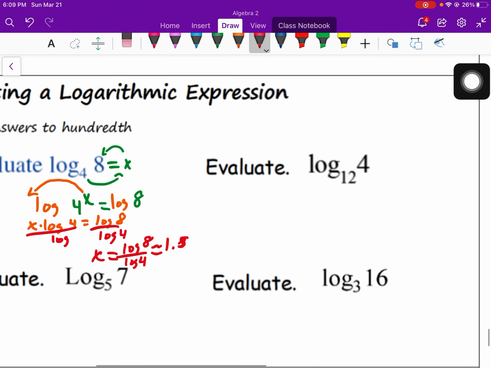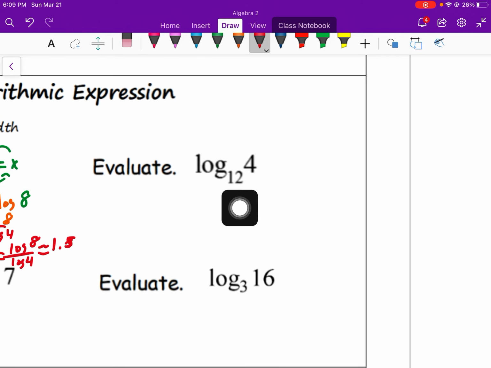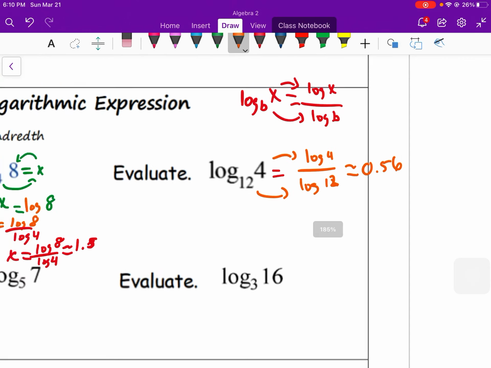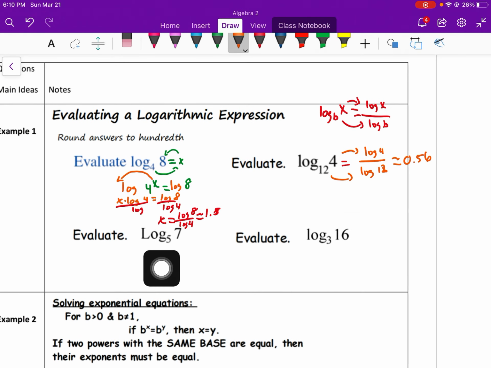Another one I can do here then, where we can do our common log. So that property was log base b of x becomes log of x over log of b, whatever we're solving for, so we can do that right here, so it's log of 4 over log of 12, and then we can approximate that, which I have done as well. You can check it, it's 0.56, and that's just showing two different ways to evaluate, so why don't you try one of each below.